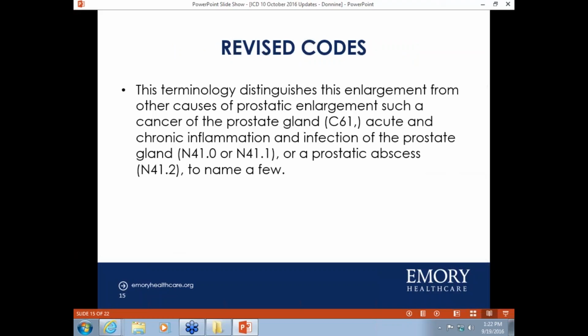This terminology distinguishes the enlargement from other causes of prostatic enlargement, like prostate cancer, acute and chronic inflammation, and infection of the prostate gland, or prostatic abscess, just to name a few. But that terminology from the previous slide helps differentiate that condition from any of these.